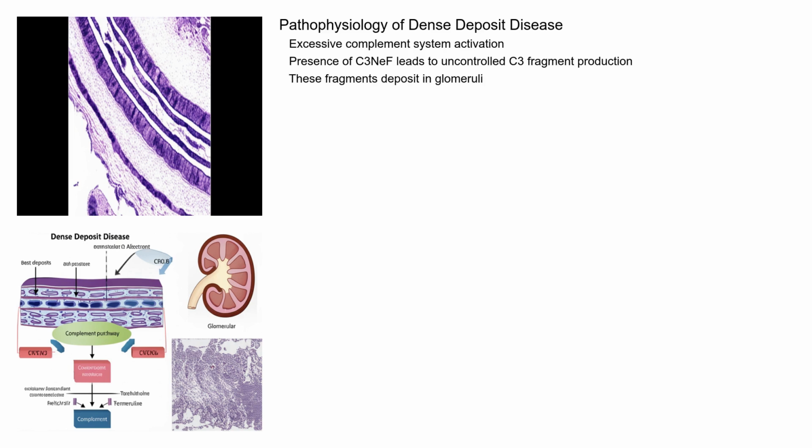The glomerular basement membrane, normally a thin, delicate structure, becomes abnormally thickened and dense, hence the name dense deposit disease. This abnormal deposition triggers inflammation and damage within the glomeruli, ultimately impairing the kidney's ability to filter waste products from the blood. Dense deposit disease is a rare condition.